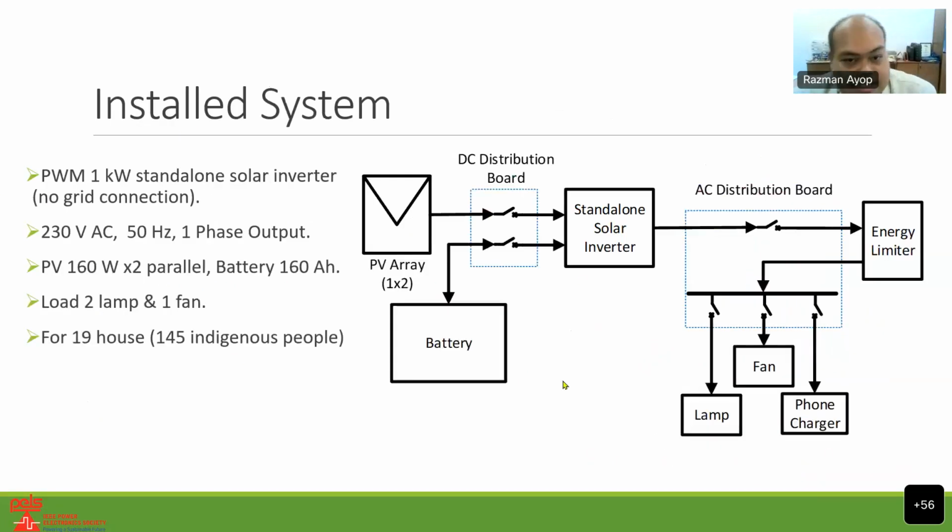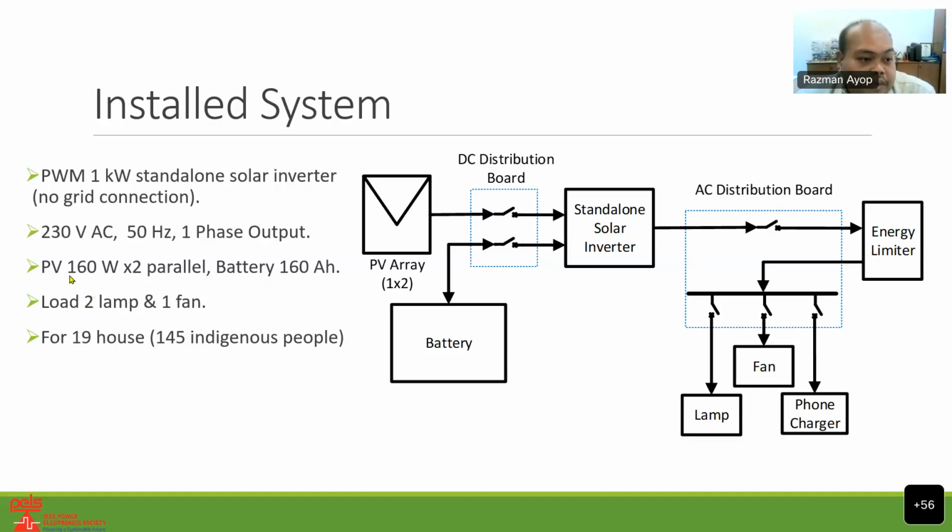So this is the installed system: a PWM 1 kilowatt standalone solar inverter. Because this is a small system, we chose PWM because it is much more cost effective. We chose a standalone system because there is no grid in the indigenous area; the grid is very far from the location. The output is the standard 230 volt AC, 50 hertz, single phase, because all the loads they use are AC. That's why we have to consider this output.